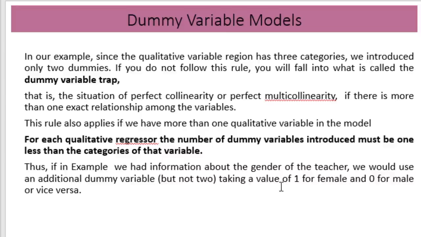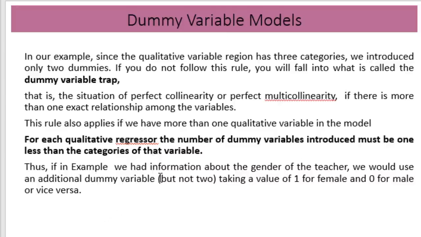This rule also applies if we have more than one qualitative variable in the model. For each qualitative regressor, the number of dummy variables introduced must be one less than the number of categories of that variable. This is the general rule for the use of dummy variables.